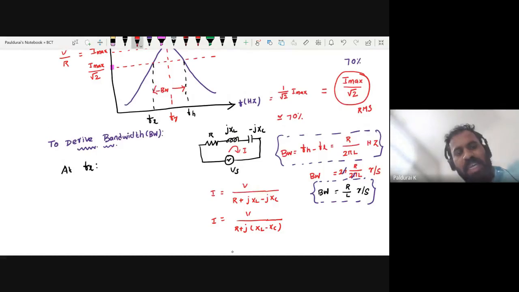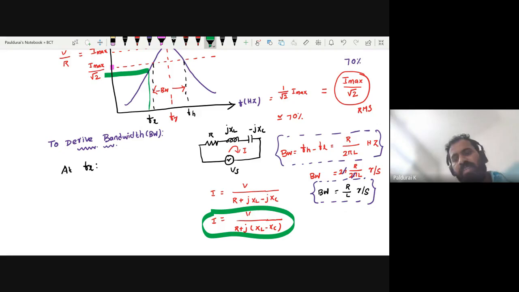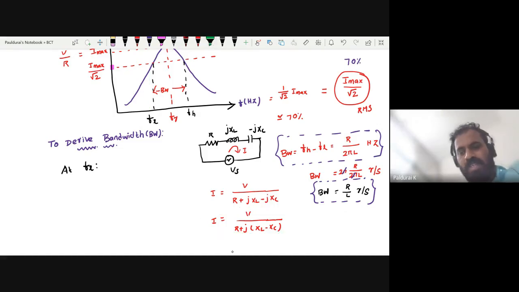But at FL, what is my I? It is I max by root 2, right? But in general, what is my I? I equals V divided by R plus j(XL minus XC). Now listen to me carefully. Till now, any doubt?